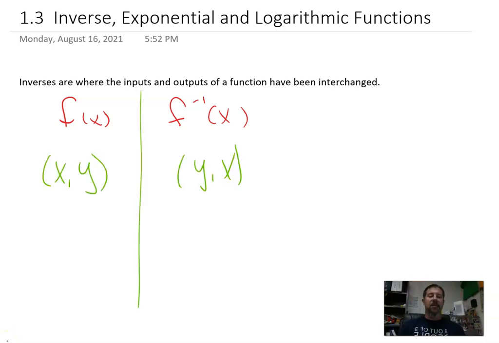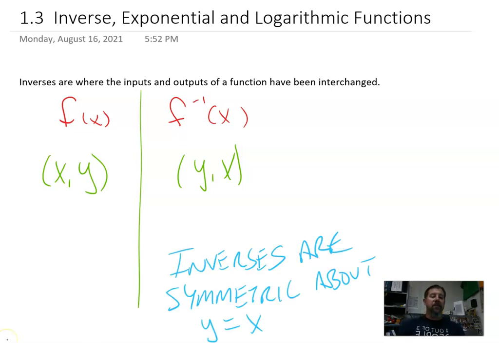And then again on inverses, just repeating, the input and output have been changed, or the x and y have been switched. So any point (x, y) on the function would correspond to the point (y, x) on the inverse. Okay? So literally every point (x, y) has been switched and flopped. All the x's and y's are being interchanged. Also we should know that inverses are symmetric about the line y equals x.